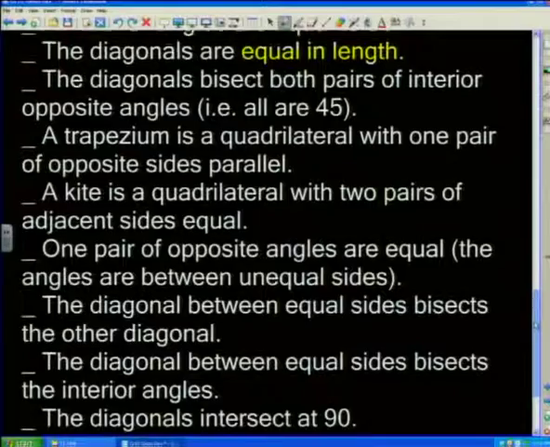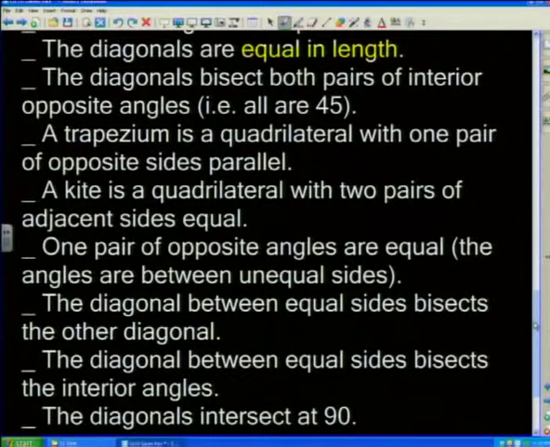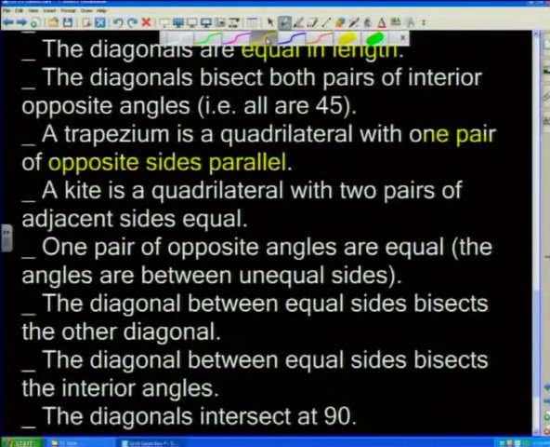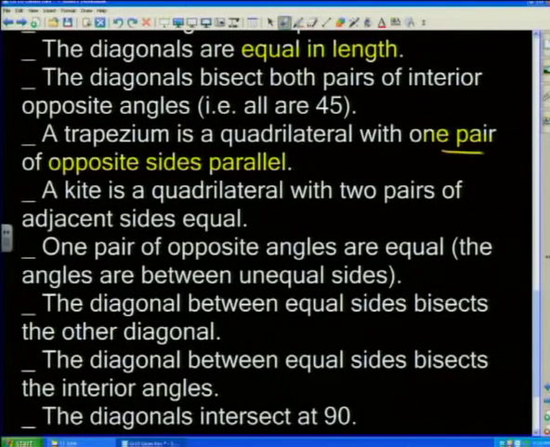A trapezium. This is a quadrilateral with only one pair of opposite sides parallel. Again, I'm going to attempt a drawing, even though my freehand is not that great, but it looks something like that. There we go. And you just have a trapezium with only one pair of opposite sides parallel. These sides here will not be parallel.